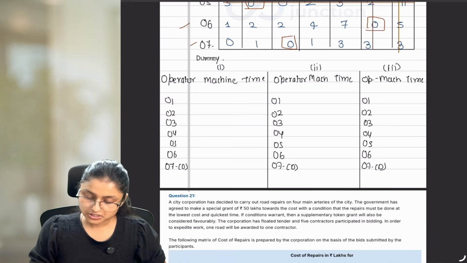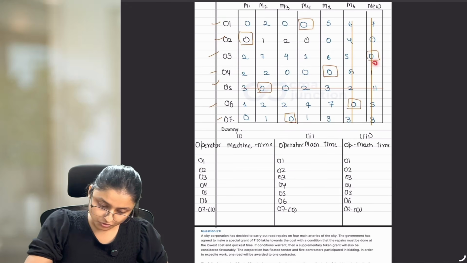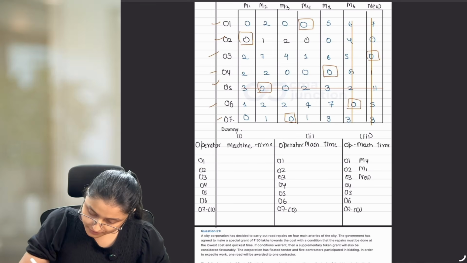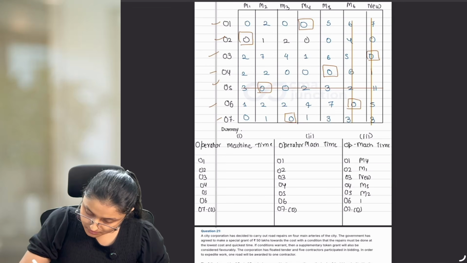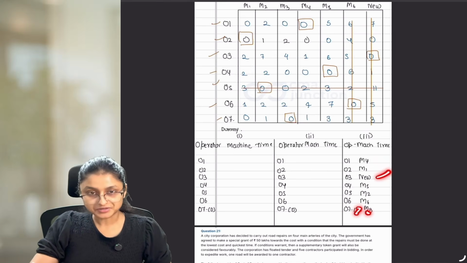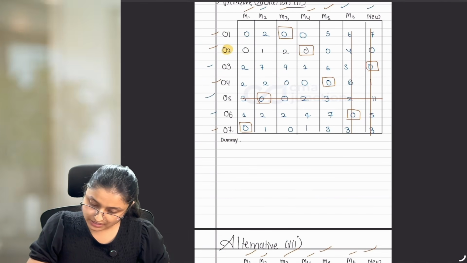Okay? Now machine time, I'm starting with the third alternative first. For the first operator M4, then M1, then new. M5, M2, M6 and M3. Whatever is allocated to dummy, that is the machine which is going out and the new machine is coming in. Okay? Now, for the second alternative, we have M3, M4, new, M5, M2.